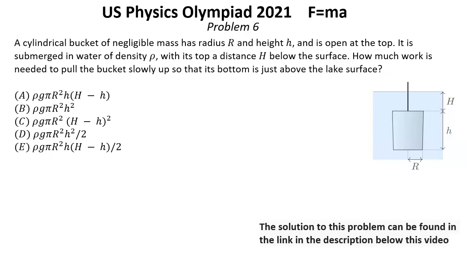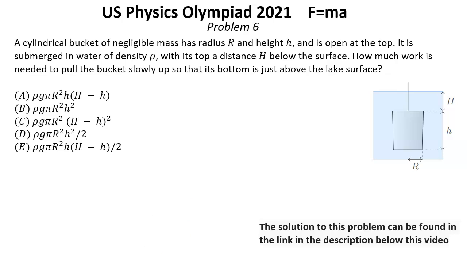Problem number 6. A cylindrical bucket of negligible mass and radius r and height h is open at the top. It is submerged in water of density ρ, with its top a distance h below the surface. How much work is needed to pull the basket slowly so that its bottom is just above the lake surface? Solution for problem number 6.